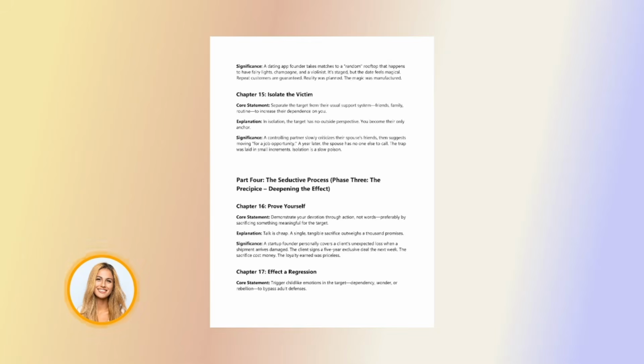Now we move to part 4, the precipice, focusing on deepening the effect. This involves proving yourself through action, preferably by sacrificing something meaningful for the target, as tangible sacrifice outweighs promises. Finally, effect a regression by triggering childlike emotions like dependency or wonder to bypass adult defenses.